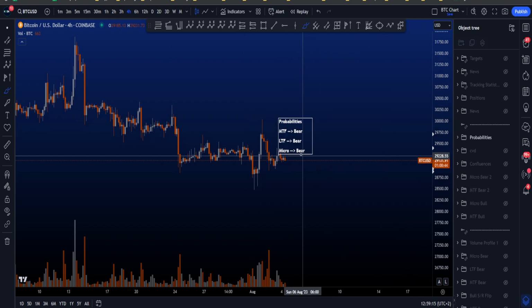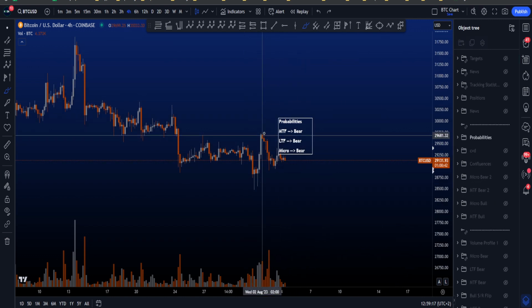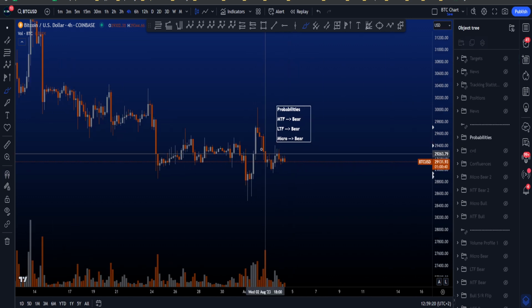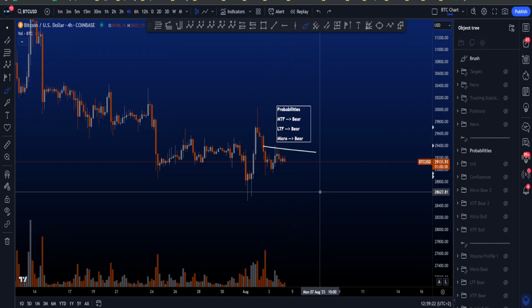And the same is true for the low time frame, as well as more locally over here on the micro, because at the moment this range over here looks very, very corrective.